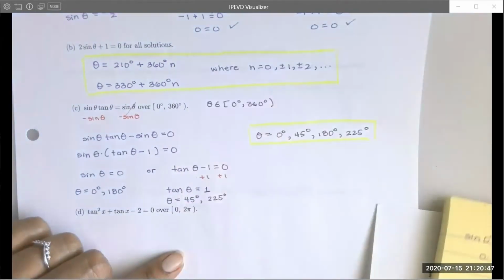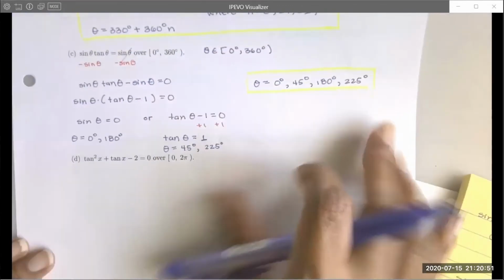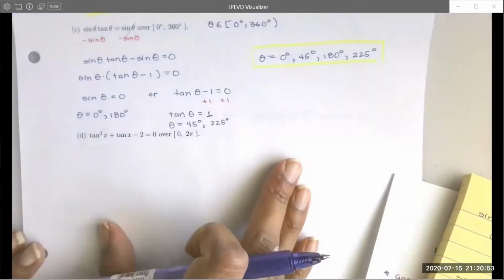Okay. So you just keep plugging in. I won't do these last two because it's pretty much the same work. But just plug those in and you'll see that they satisfy the equation.